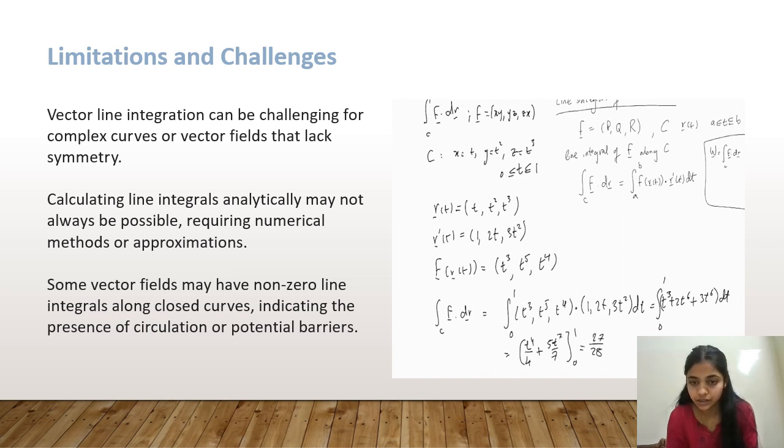This is where the calculation occurs. Integral over c of F dot dr equals integral from 0 to 1 of (t cubed comma t to the power of 5 comma t to the power of 4) dot (1 comma 2t comma 3t squared) dt. If we do this integration, the total answer we get is 27 by 28. Here the integration of t cubed is t to the power of 4 divided by 4.